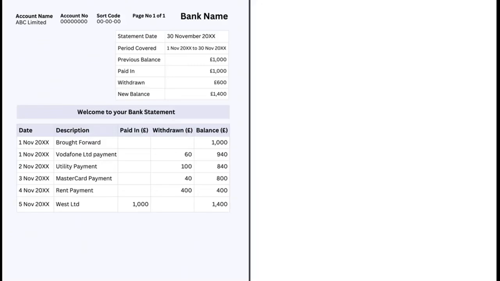Not all banks present statements in the same way. Some banks use paid in and withdrawn, some use debit and credit, some use plus and minus signs. Regardless of the layout, the meaning is always the same. Money in increases the balance, money out reduces the balance. If a bank uses debit and credit labels, remember, credit means money into our account, debit means money out of our account. That's because the statement is written from the bank's perspective, not ours.